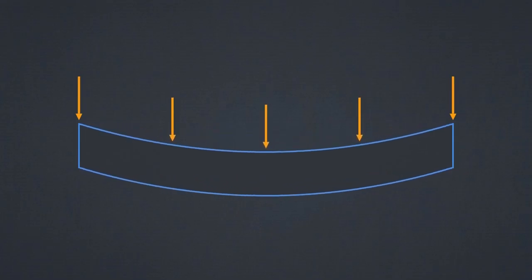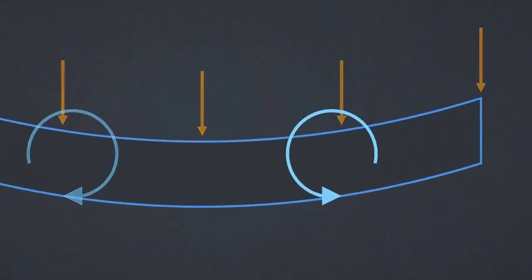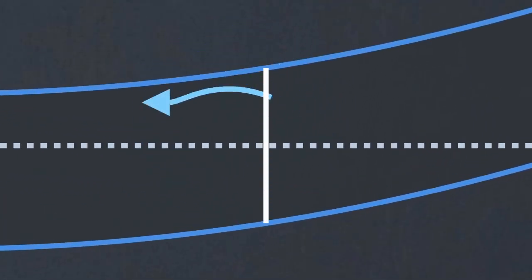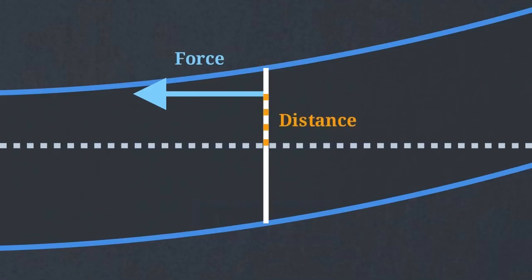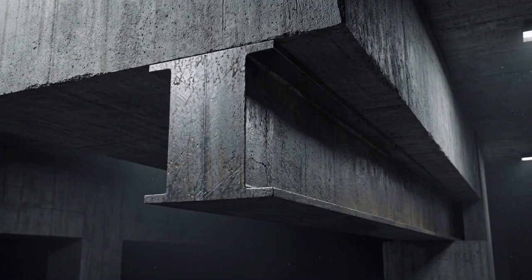The heavy weight also forces the span downward, attempting to curve the metal. To resist bowing, the beam generates a second defender, the bending moment. This internal rotational force pushes back against the downward curve. We define a bending moment as a force multiplied by its distance from the pivot point, acting perpendicular to the cross-section of the element. This internal counterpunch is what keeps a beam rigid and functional under massive pressure.